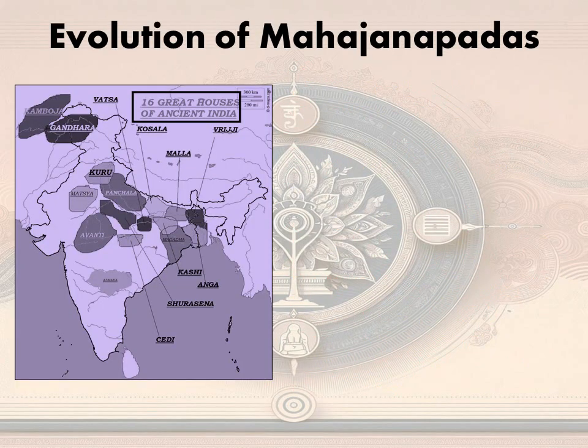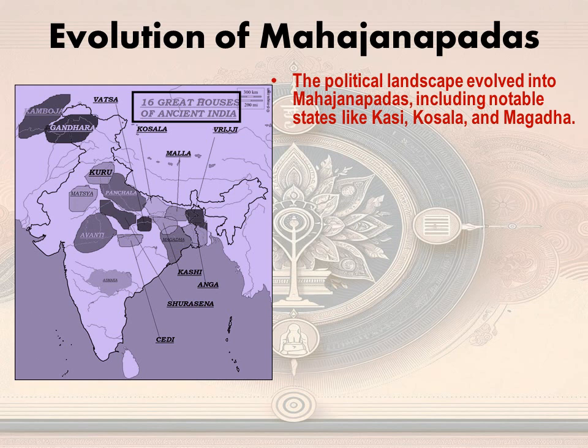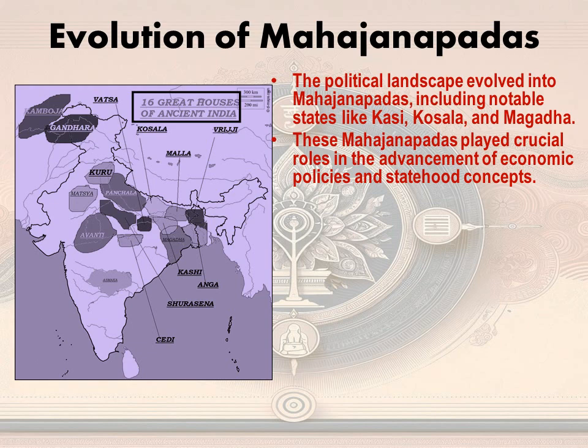Now, how did the Mahajanapadas evolve? The political landscape evolved into Mahajanapadas, including notable states like Kashi, Koshala and Magadha. So these are the notable states. There were 16 of them actually, and because of the developmental structure in the Gangetic Valley, we find the existence of Mahajanapadas in this region, and 16 of them developed by 6th century BC. Among them most important were Kashi, Koshala, Magadha. These Mahajanapadas played a crucial role in the advancement of economic policies and statehood concepts. So all of the economic policies were controlled by the Mahajanapadas, and thus they played a vital role in the concept of statehood being developed.